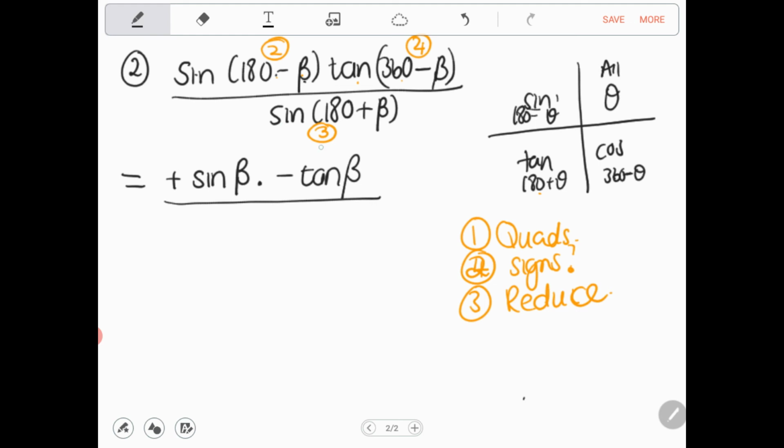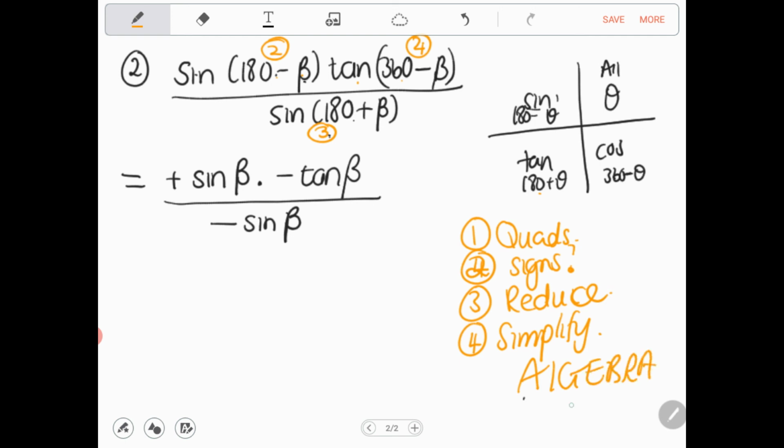And at the bottom, we've got sine of 180 plus beta, which quadrant? Third. Sine is negative in the third quadrant because tan is positive. And we reduce it to beta. Okay. And once we've done our reductions, then we do our simplification. And we use algebra. Okay, algebra rules. Okay, it's one term over one term, so I am allowed to cancel again.